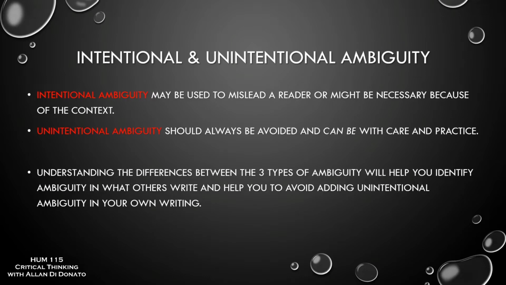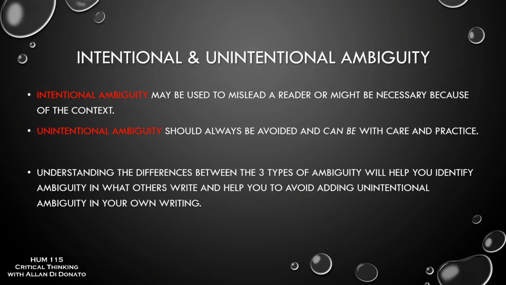First, intentional versus unintentional ambiguity. A claim could be ambiguous due to an accident on the part of the writer or speaker. It could be intentional on their part. So an intentional ambiguity might be used to purposely mislead somebody, or might be necessary because of the context. So there may be times when I'm actually trying to be vague.